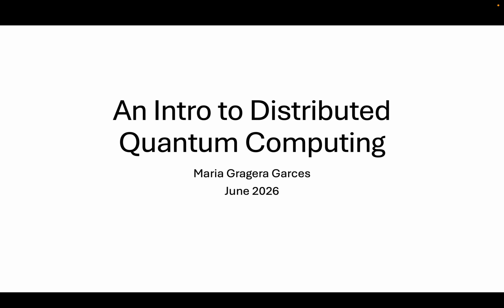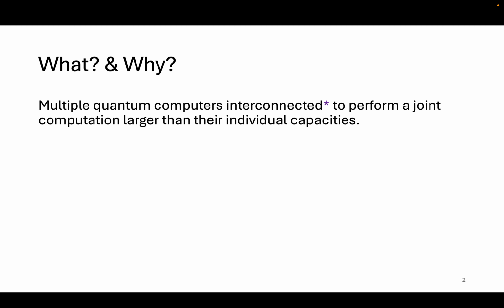So let's get right into it. First of all, what is distributed quantum computing? For me, distributed quantum computing means having multiple quantum computers that are connected with each other in order to jointly perform a computation that is larger than themselves. So no quantum computer could individually perform this computation, so they have to collaborate with other quantum computers and communicate through some network in order to achieve this goal.